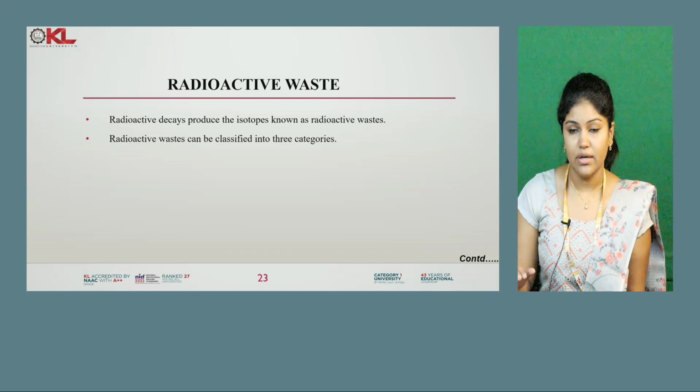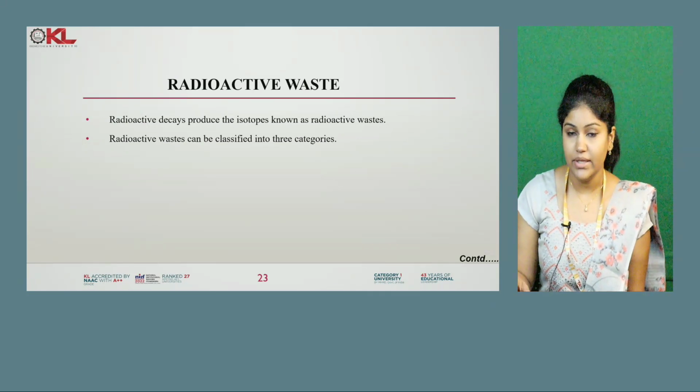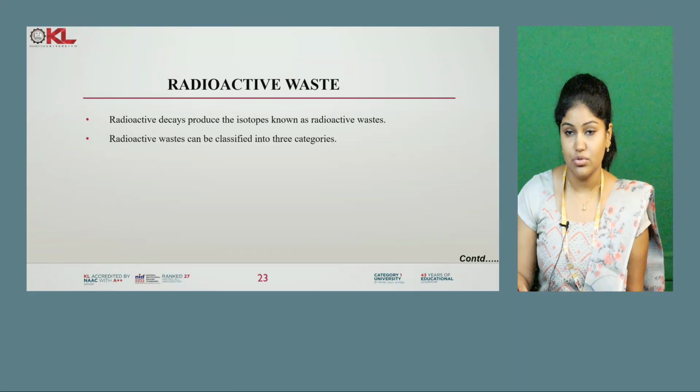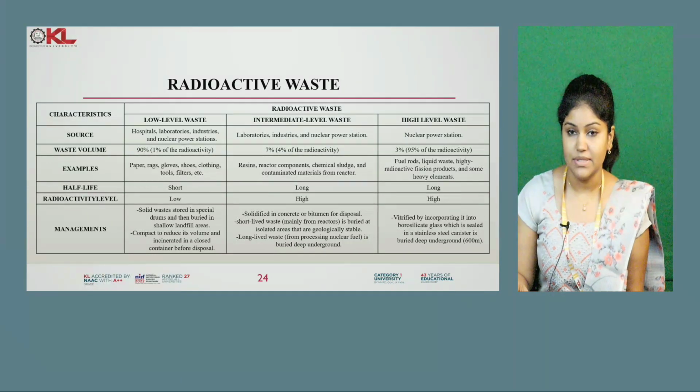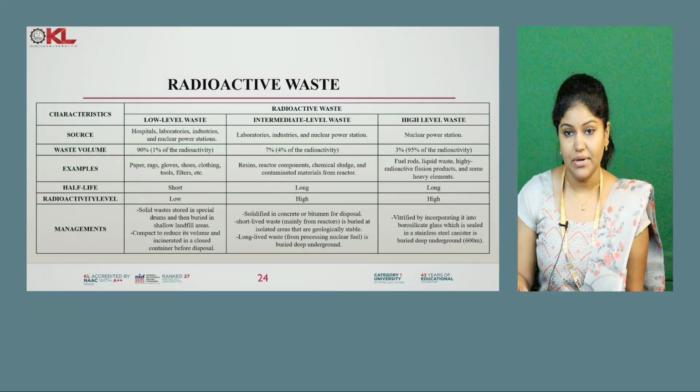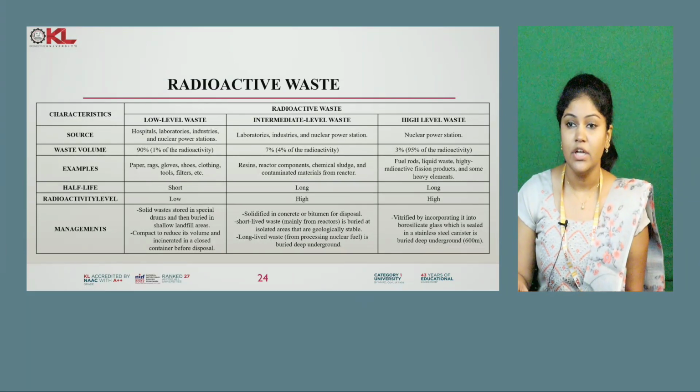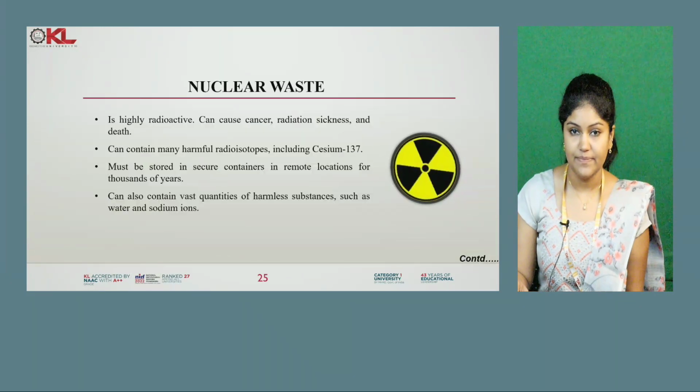Coming to the radioactive one. We have completed the chemical waste. Coming to the radioactive waste, radioactive waste means waste that produces isotopes known as radioactive waste. It can be classified in 3 categories: low level waste, intermediate level waste, and high level waste. Low level will be generated mostly from hospitals, intermediate level will be generated from laboratories and industries, and high level waste will be generated from nuclear power stations. So these are some of the radioactive waste.